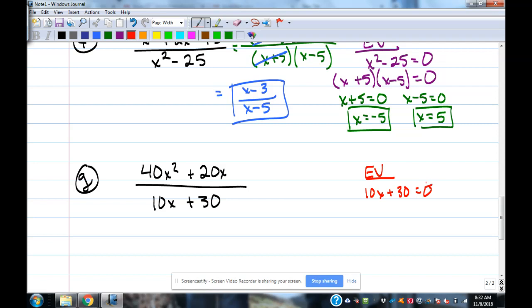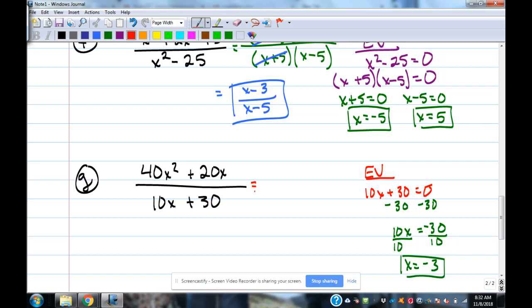Now that one doesn't look like a factoring problem. So I can just go ahead and solve it, right? Yeah, that's okay. You can do that. We're probably going to have to factor it in some way, but we don't have to factor it to solve it to get x, because it doesn't have an x squared in it. Divide by 10. -3 is what x is. Okay. And so that's our excluded value.